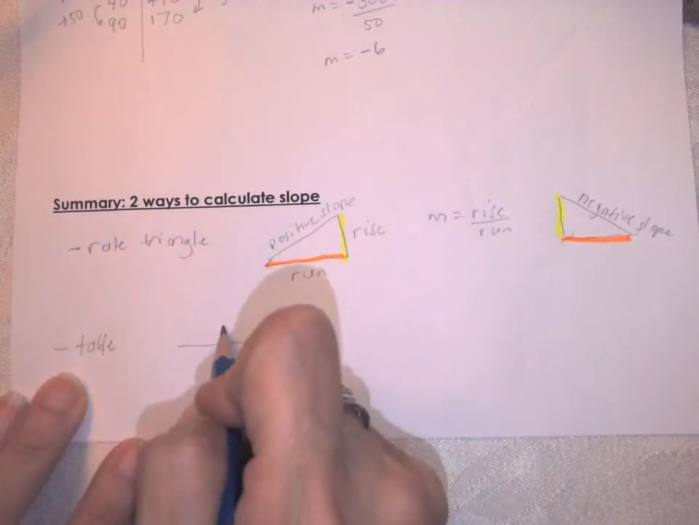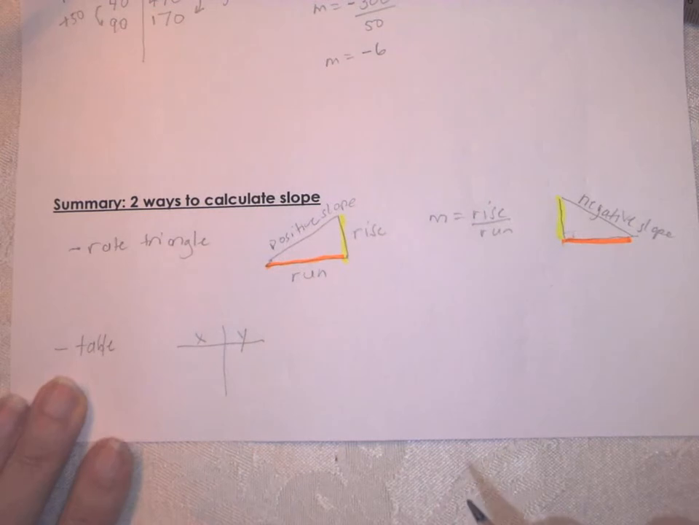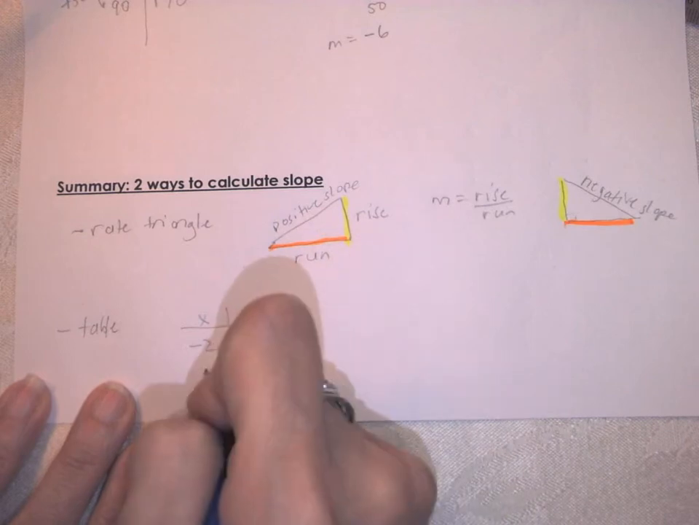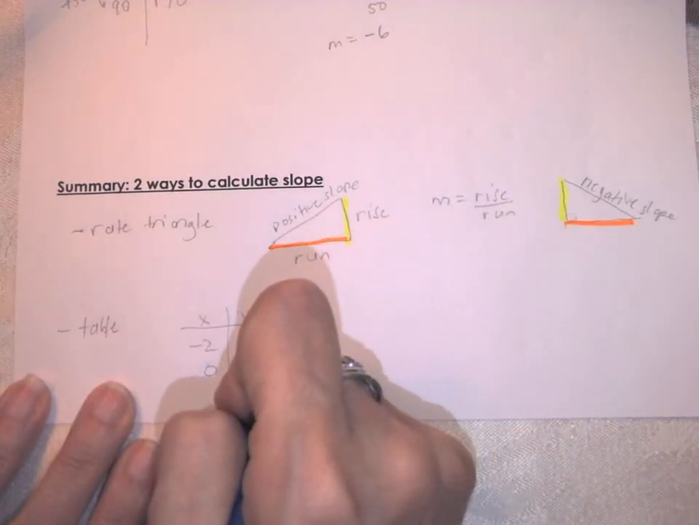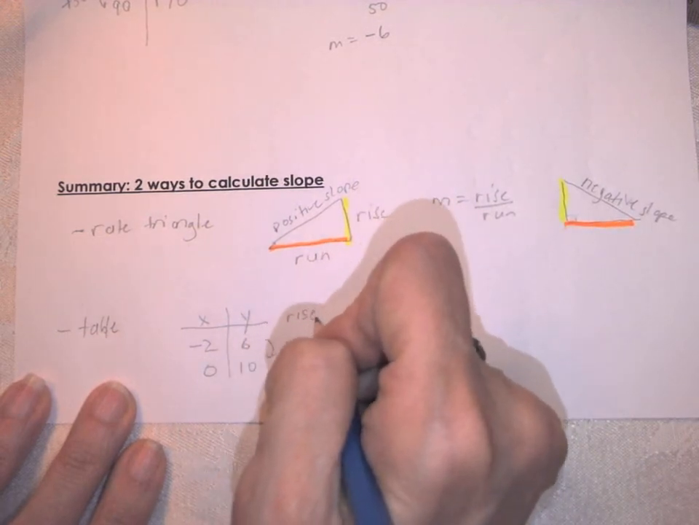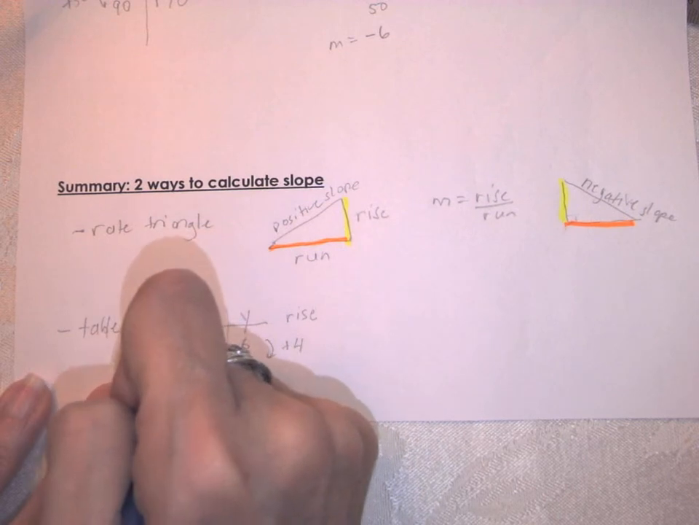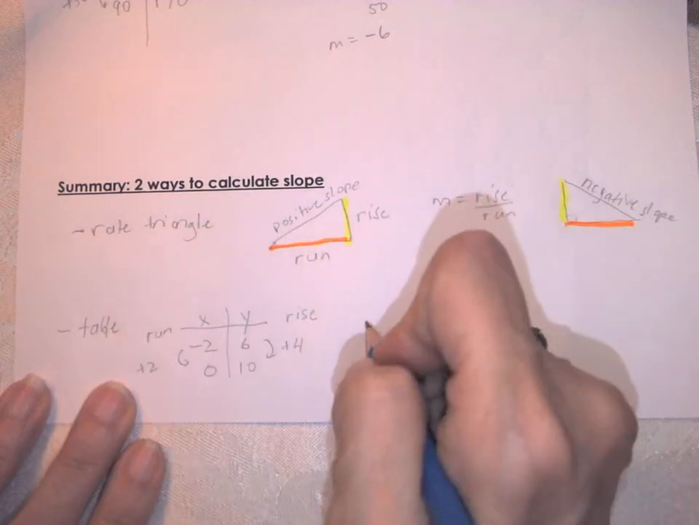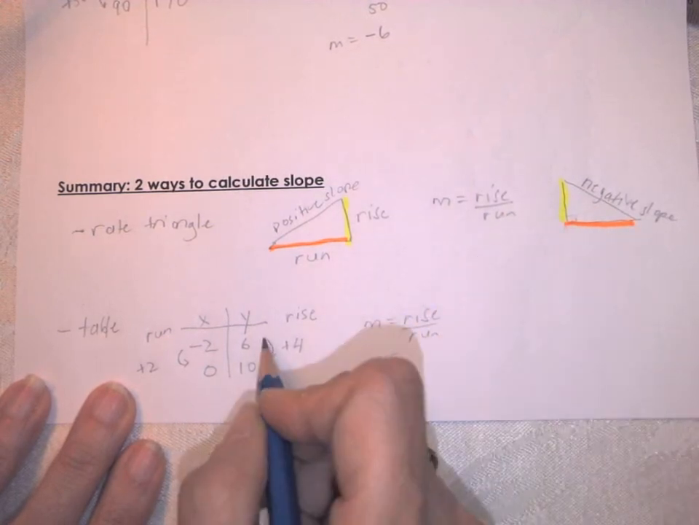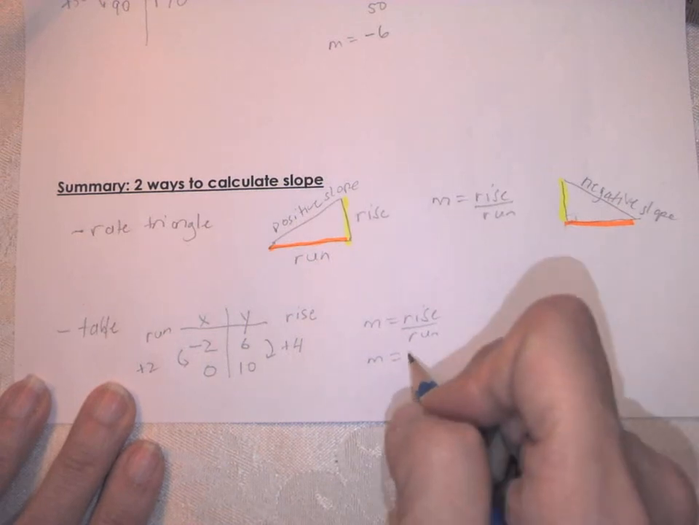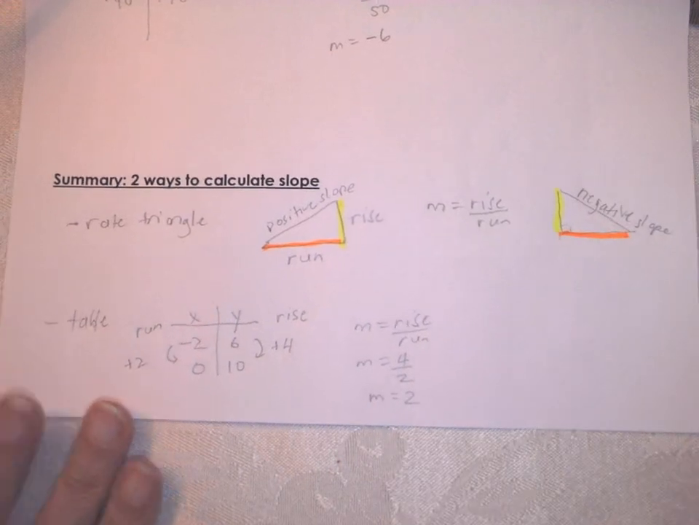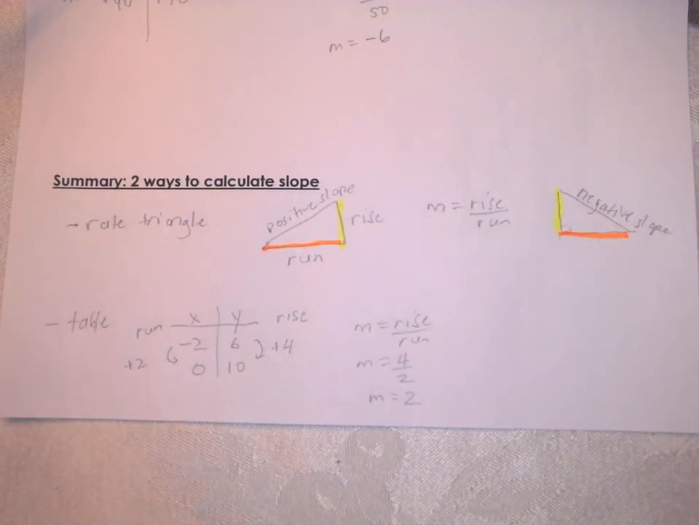And that's where you put any 2 points in your table. We'll just do like (-2, 6) and (0, 10). And you find your difference on each side. The change in y is your rise. The change in x is your run. And then you just use the same formula, but you've calculated your rise as being the change in the y values. And same with your run, change in the x values. And you calculate your slope that way. Okay, so those are the two ways.